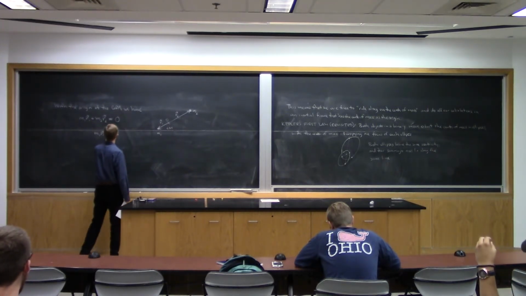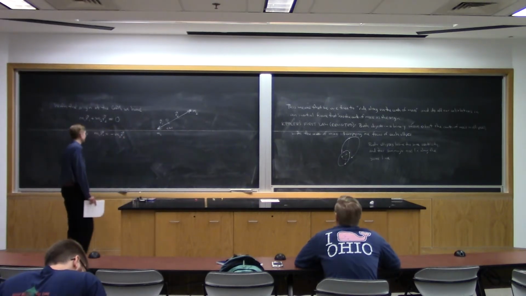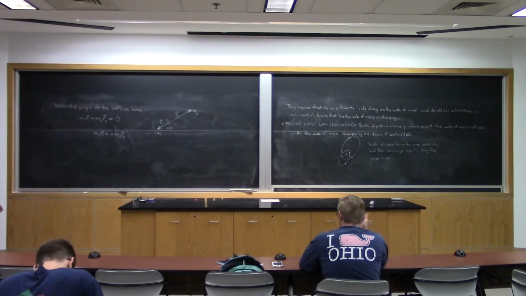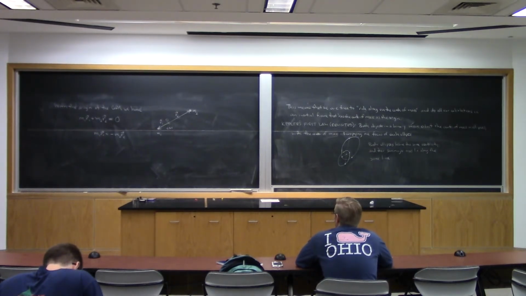So M1R1 is minus M2R2. The minus sign needs to be there because the vectors have to be pointing in opposite directions, on opposite sides of the center of mass. So if the center of mass is the origin, the two position vectors have to point in opposite directions, so we need that minus sign there.